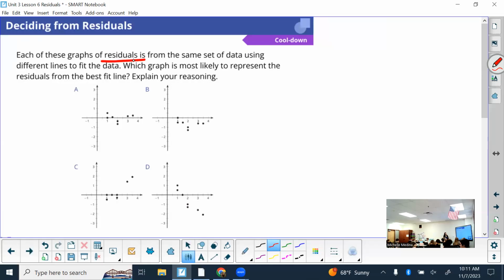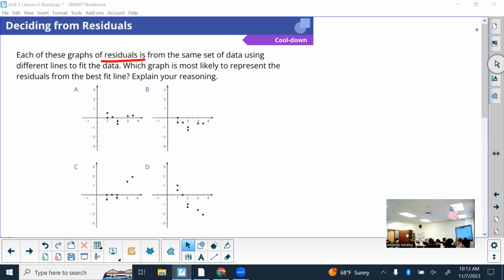Talk about that briefly with your group, come to an agreement. So we're going to take a little vote here in about a minute. So then choosing between 4 residual plots, can you choose the one that would indicate the best line of fit? Okay, raise your hand if you think A. Raise your hand if you think B. Raise your hand if you think C. Raise your hand if you think D.